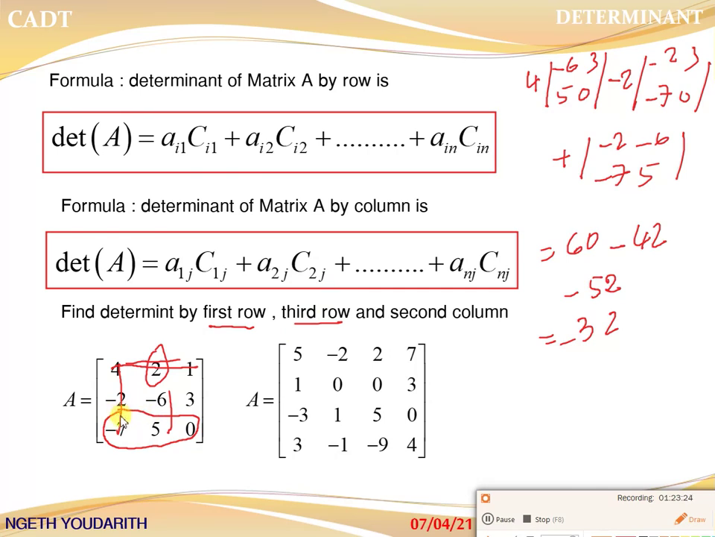Third row. If in third row, it means we just find about minus 7. We omit this one and this one. Have 2, 1 and minus 6, 3. Minus 5. Omit this one and this one. 4, 1. Minus 2 and 3.